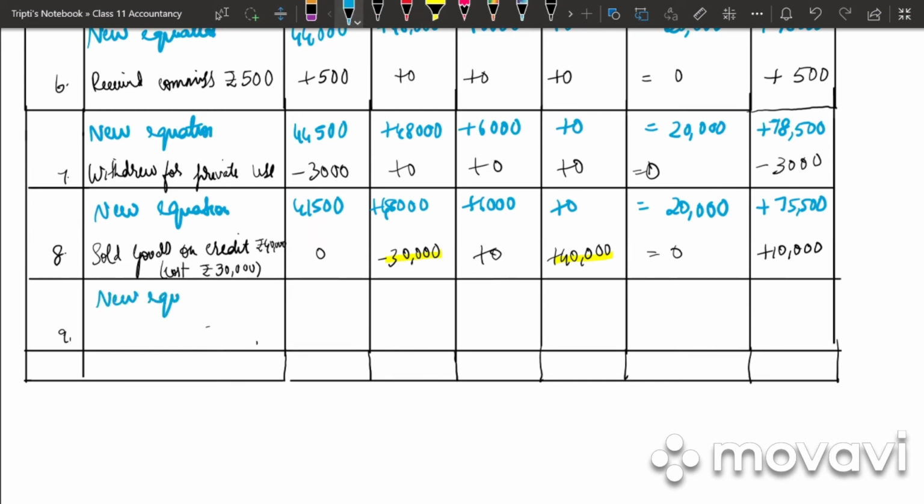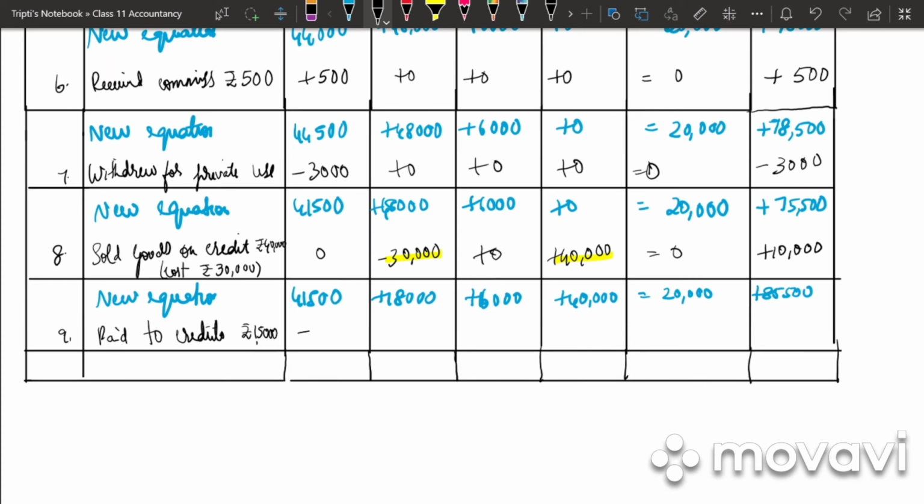Then what is our new equation? 41,500 plus 18,000 plus 6,000 plus 40,000 is equal to 20,000 plus 85,500. We have the last one, that is paid to creditors rupees 15,000. So our cash is reducing by 15,000. No changes in remaining assets. Our creditors are reducing by 15,000.